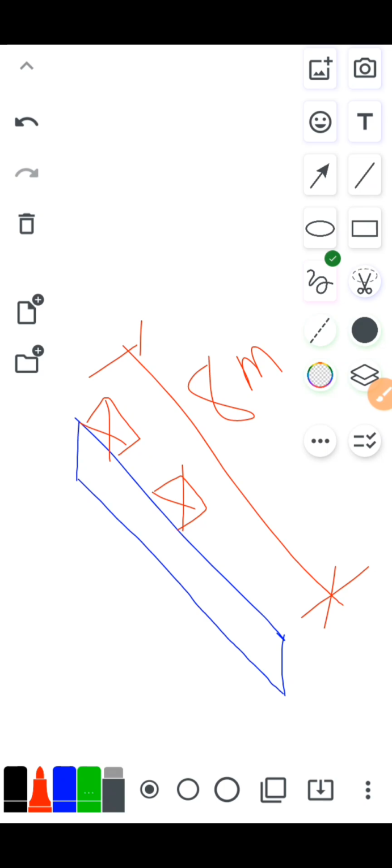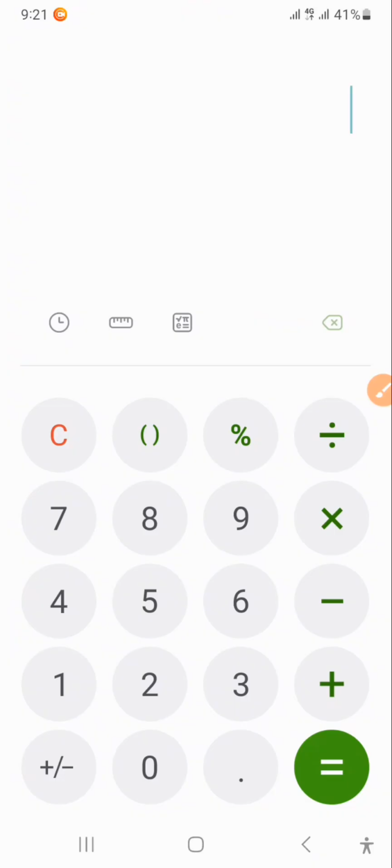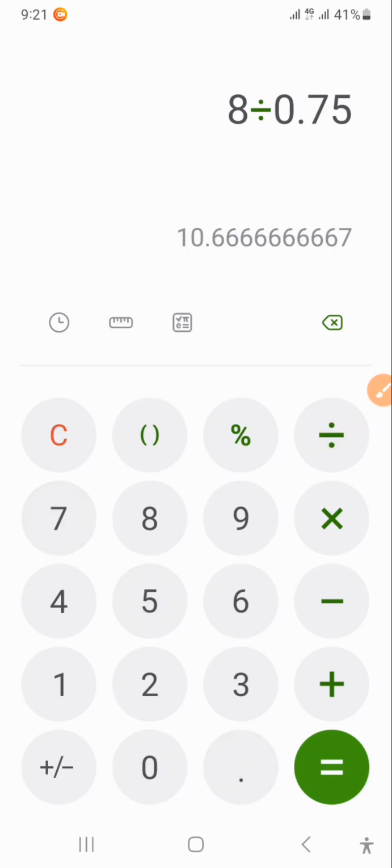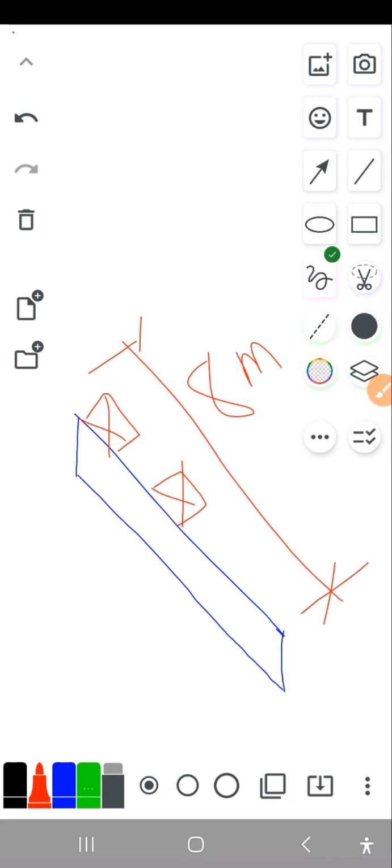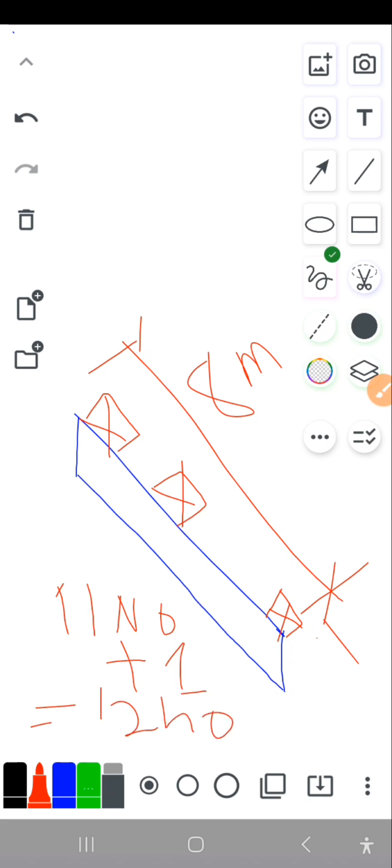Quickly, we come to the calculator. We have 8 meters divided by 750 mm, that's 0.75 m. So we have 10.7, that's approximately 11 numbers. And we need to add the last number, which is plus 1. So we need to add one more, that will be the last one here. It means we have considered both ends, which means we need 12 numbers.